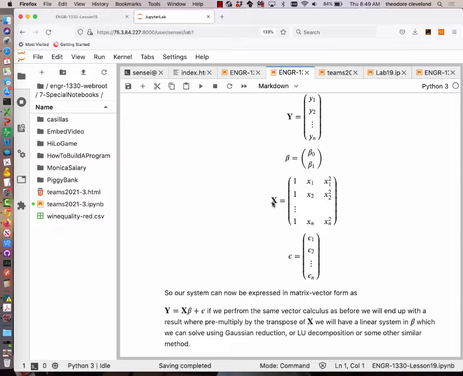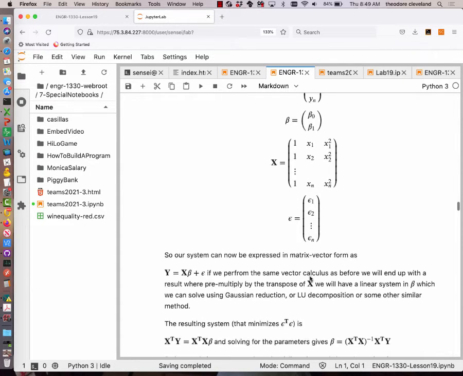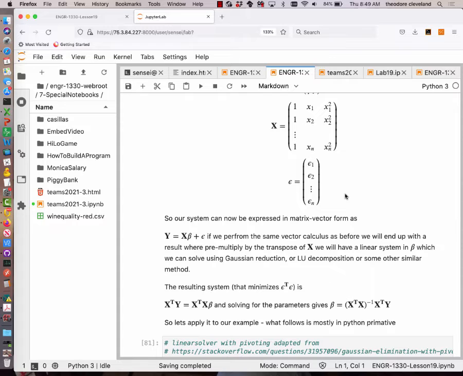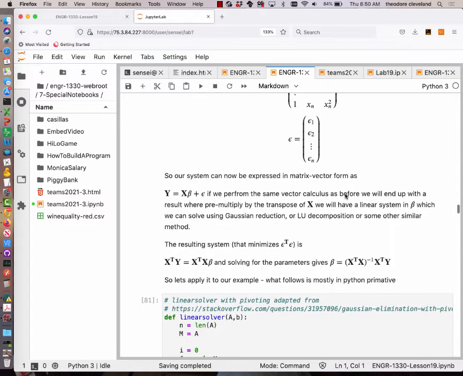The cap X matrix has a column of 1s, a column of the x's, and here I'm showing a secondary column of x squareds. But in your mind, ignore that third column because it's not there yet. And lastly, we have an error term. We can now express the model in vector matrix form. Y is equal to X beta plus epsilon.